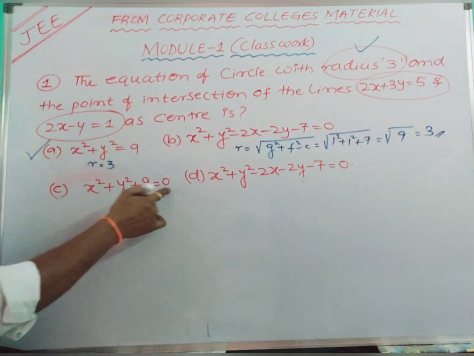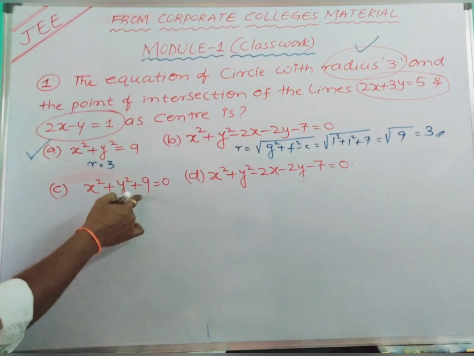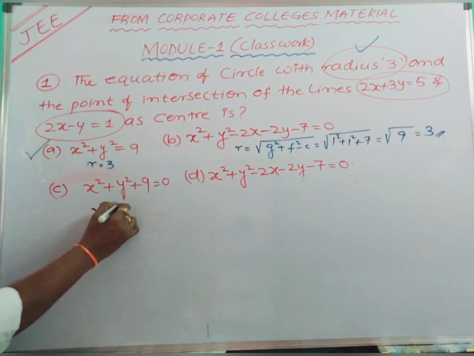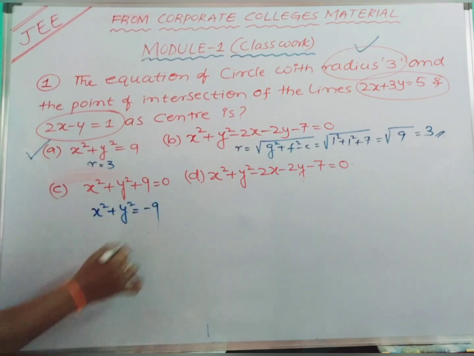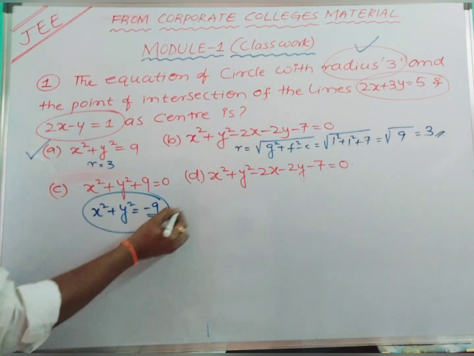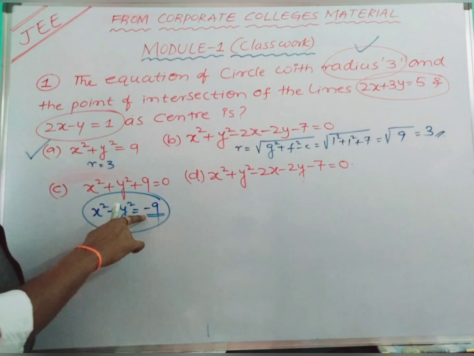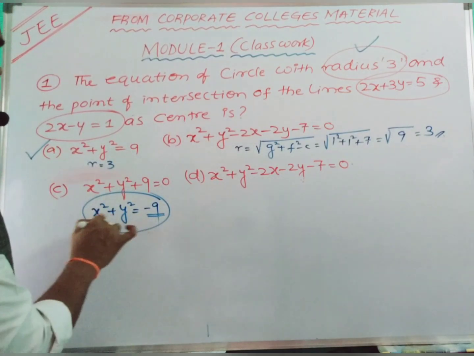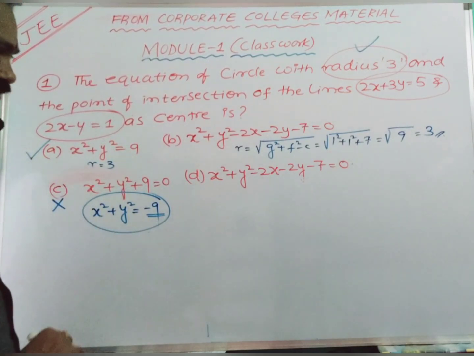Next, even if you observe this third option, x square plus y square plus 9 equals to 0. Here, if you write x square plus y square equals to minus 9, it is not satisfying that radius, r square value is minus 9. It is not possible. You can cancel this option and come to here.